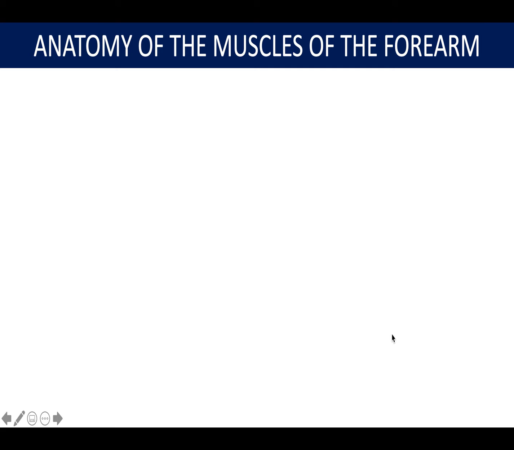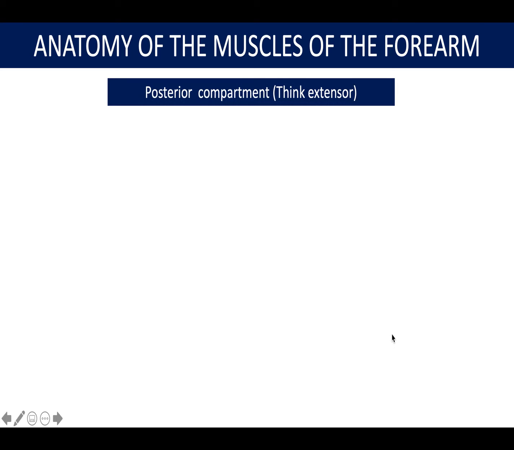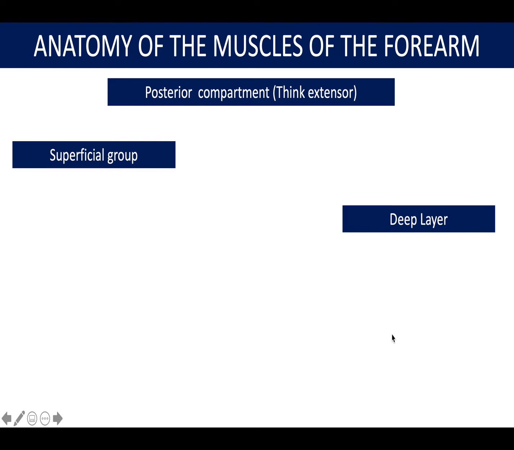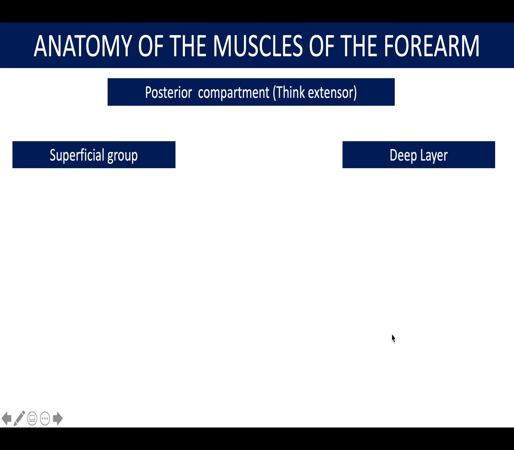In this video, we're going to be talking about the anatomy of the muscles of the forearm, especially the posterior compartment. The anterior compartment will be discussed later in a different video. When you think about the posterior compartment, think mainly of extension. The anterior compartment, on the other hand, is for flexion. Now, there's a superficial group as well as a deep group.